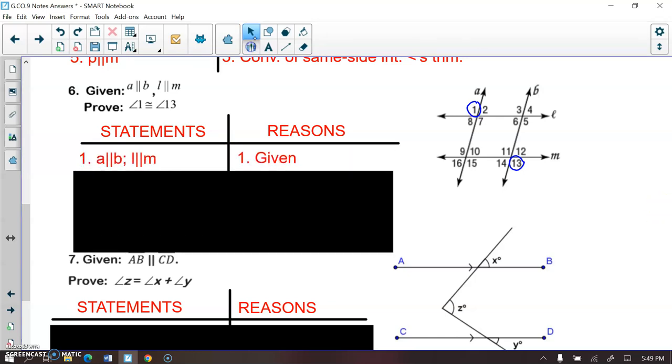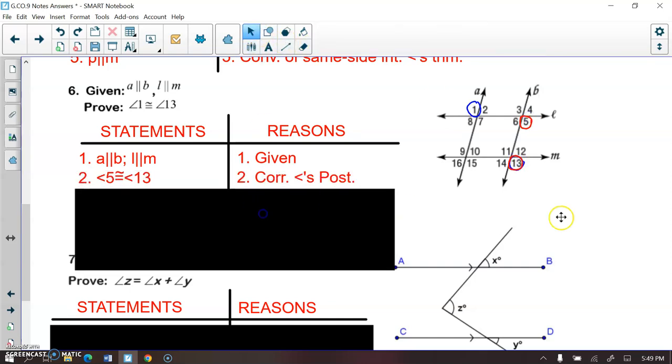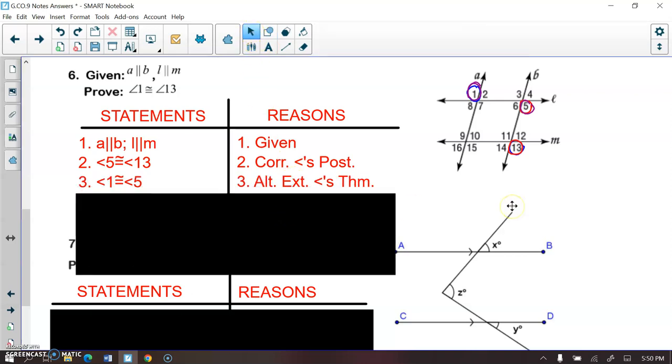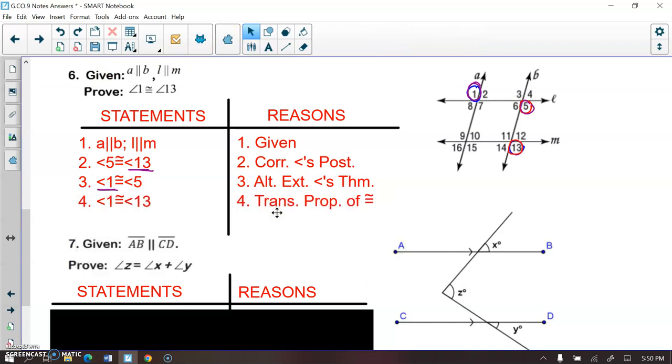So I state my given. I then know all lines are parallel, so I can say angle 5 and angle 13 are congruent by the corresponding angles postulate. I can also say that angle 1 and angle 5 are congruent by the alternate exterior angles theorem. And since I know that both angle 1 and angle 13 are congruent to the same angle, then I can set them congruent to each other by the transitive property of congruency. I cannot use substitution in this case because of the congruent symbol.